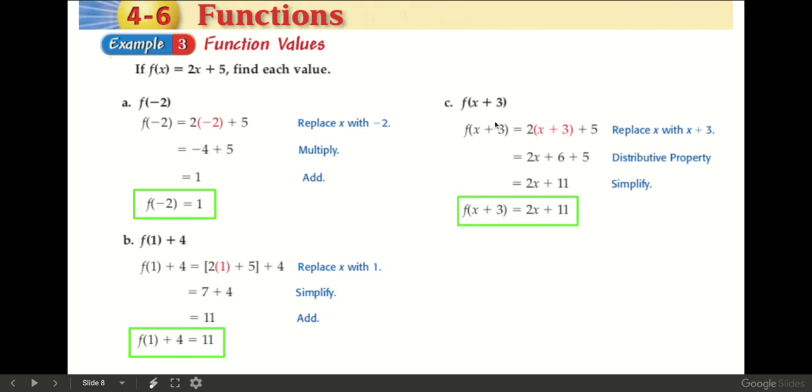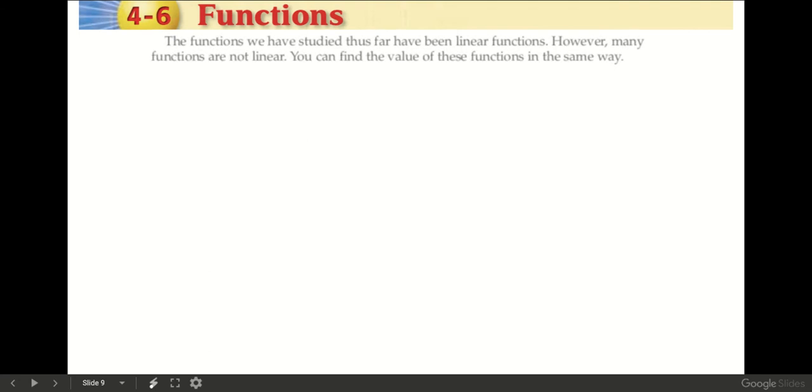So again, our main idea for finding function values is just inputting what it tells you to input into your equation. We're just substituting, we're replacing and simplifying. So obviously, if we're just inputting a number, we're going to get out a number. If we're inputting a variable, we're going to get out something with a variable. Let's look at another one. Functions that we've studied so far have all been linear functions.